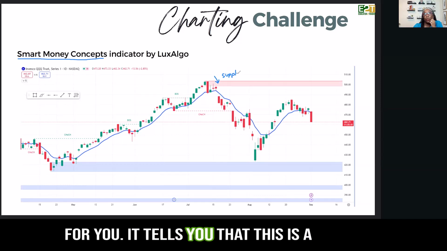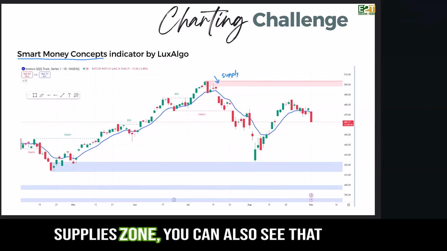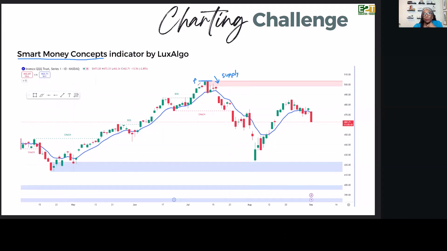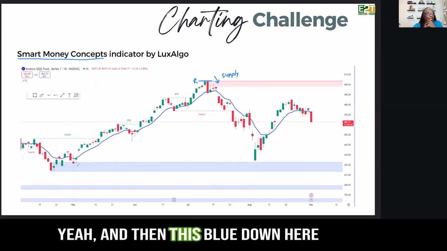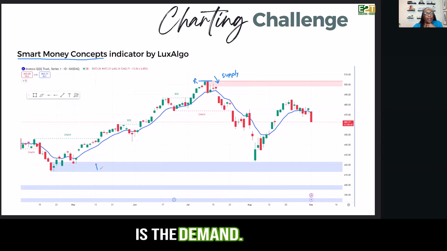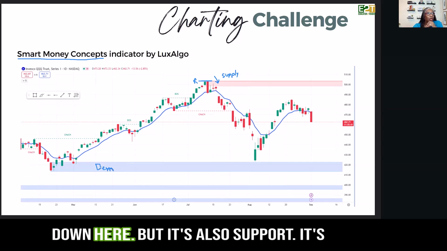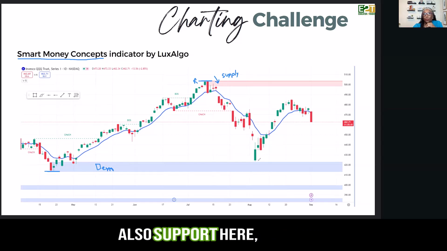It tells you that this is a supply zone. You can also see that there is resistance up here. Okay. And then this blue down here is the demand. This is the demand zone down here, but it's also support. It's also support here.